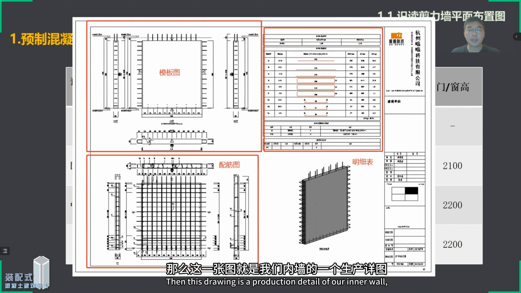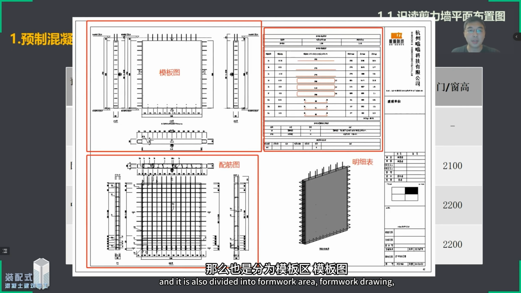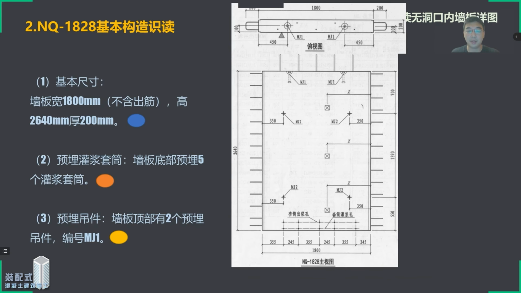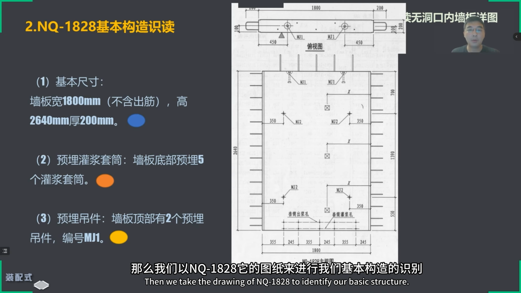Then this drawing is a production detail of our inner wall, and it is also divided into formwork drawing, reinforcement drawing, and the reinforcement detail of it. Then we take the drawing of NQ1A28 to identify our basic structure.